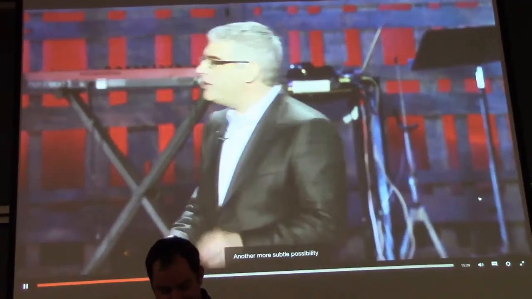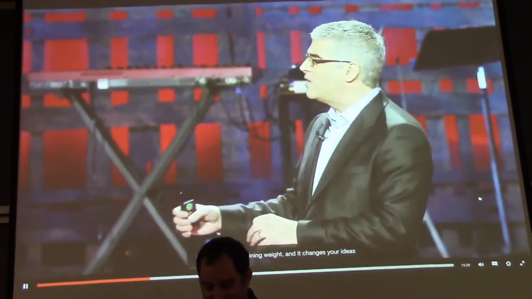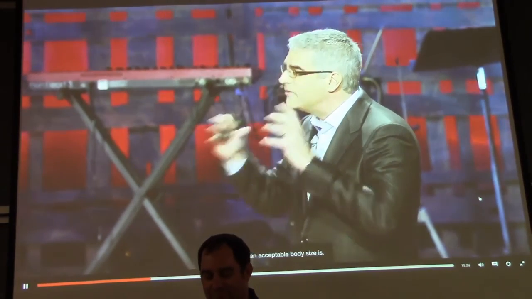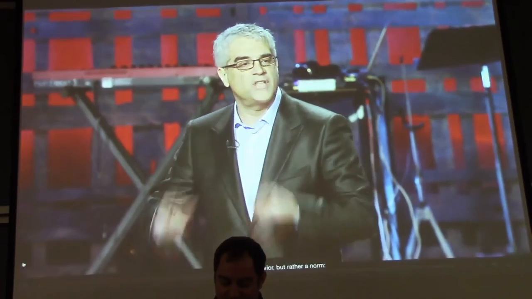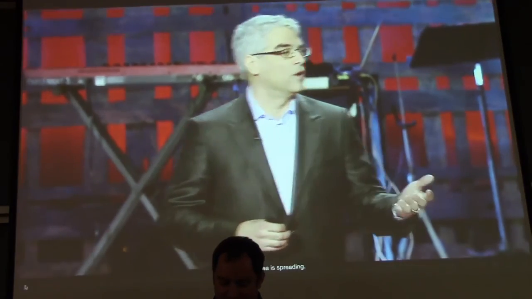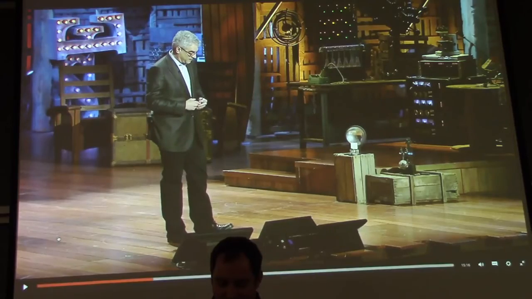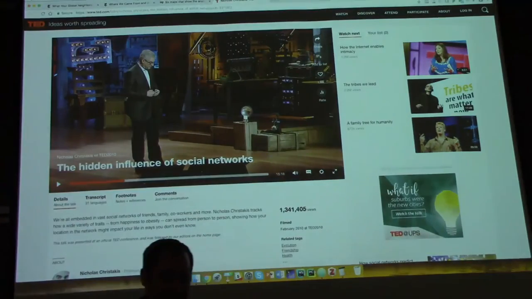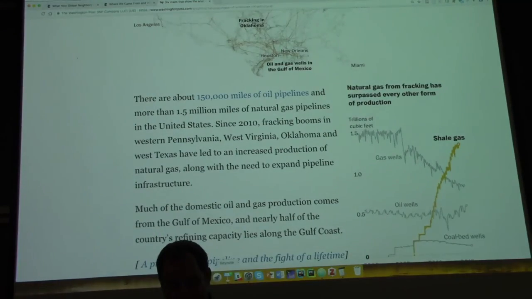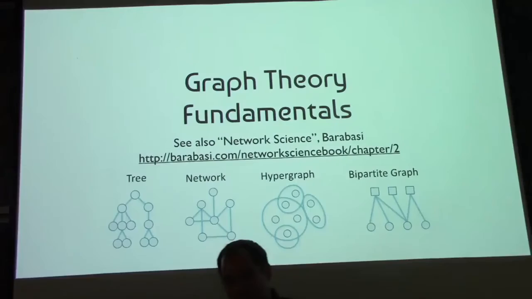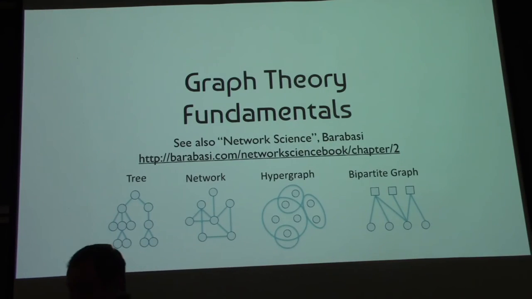And another more subtle possibility is that they start gaining weight, and it changes your ideas of what an acceptable body size is. And here, what's spreading from person to person is not a behavior, but rather a norm. An idea is spreading. Okay, so this is just an illustration of how social networks influence our lives in many different ways. So let's talk a little bit about graph theory fundamentals in the last 10 minutes.